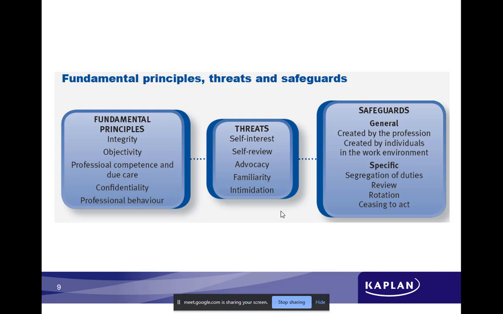Okay, so integrity simply means that the auditors need to be very straightforward and honest in all professional and business relationships. They should not be swayed by anything. They should call a spade a spade. They should not try to window dress anything. They cannot call a spade a big spoon, because a spade is not a spoon. A spade is a spade. Straightforwardness, honesty, that is integrity.